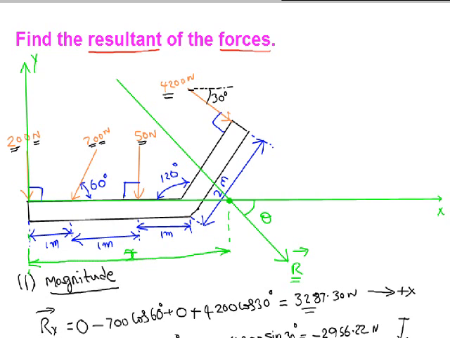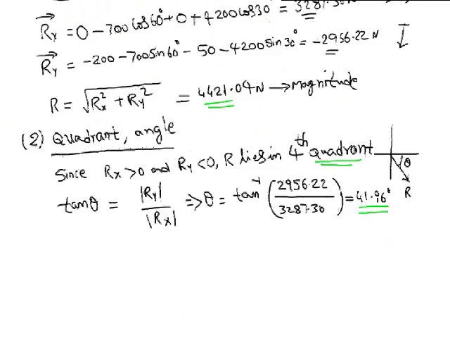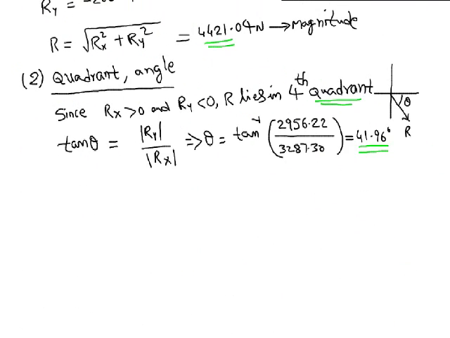To find that, let us say we drop a perpendicular onto this. Let us say the length of that perpendicular, from here to here, is L. If we can find L, we can find this distance x. To find that L, we will write an equation for Varignon's principle.